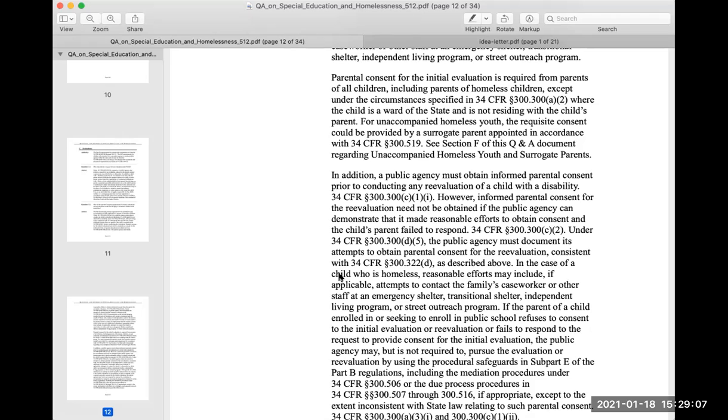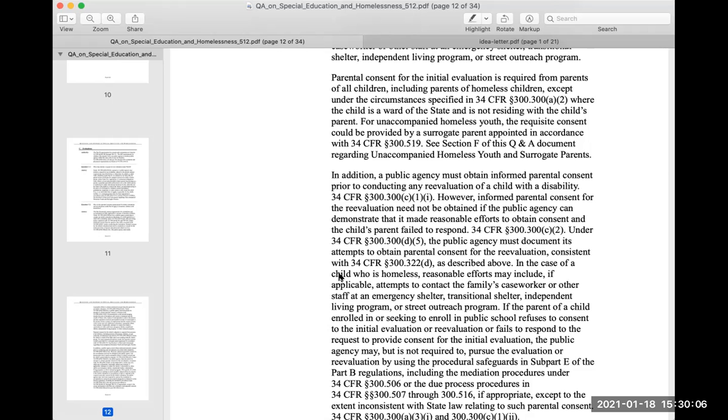If the parent of a child enrolled in or seeking to enroll in public school refuses to consent to the initial evaluation or reevaluation, or fails to respond to the request to provide consent for the initial evaluation, the public agency may, but is not required to, pursue the evaluation or reevaluation by using the procedural safeguards in Subpart E of the Part B regulations, including the mediation procedures under 34 CFR paragraph 300.506 or the due process procedures in 34 CFR paragraphs 300.507 through 300.516, if appropriate, except to the extent inconsistent with state law relating to such parental consent. 34 CFR paragraphs 300.300(a)(3)(i) and 300.300(c)(1)-(2). Page 12.